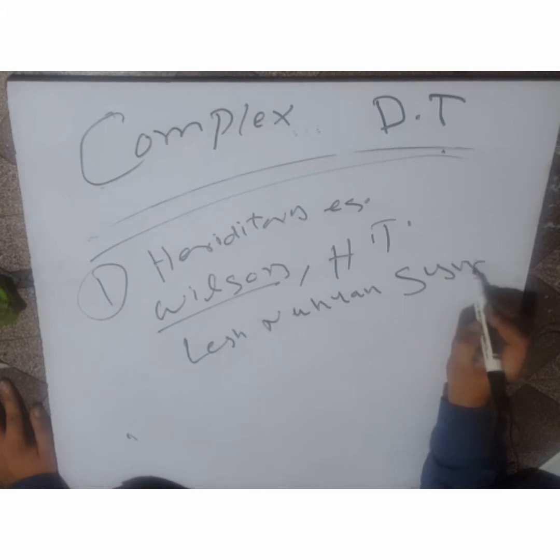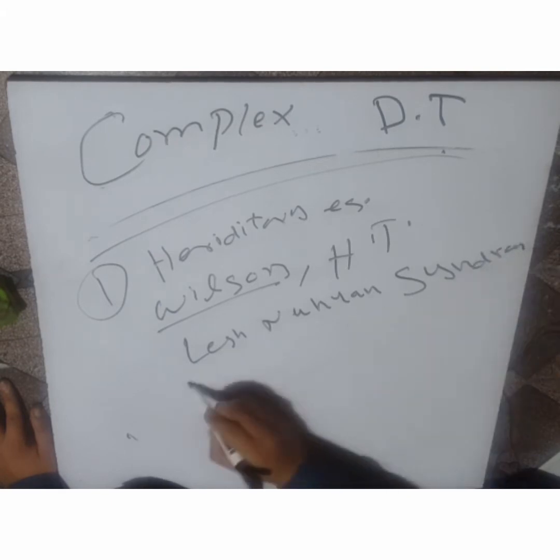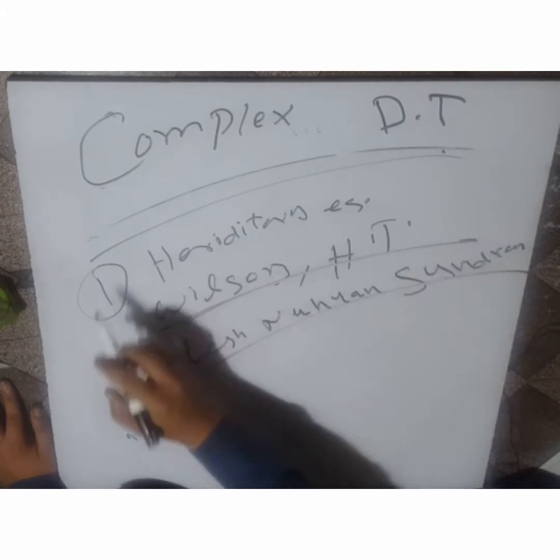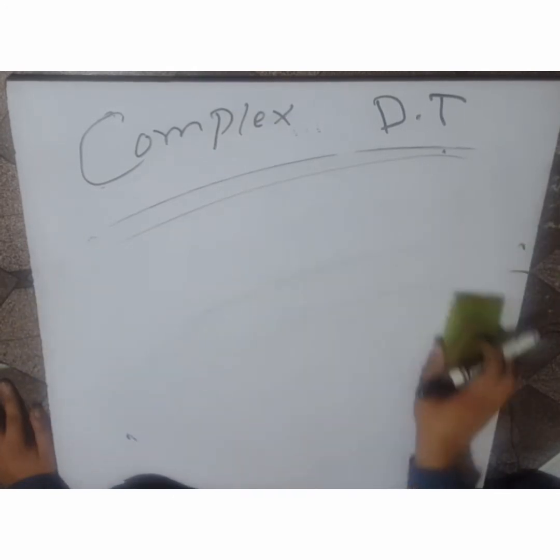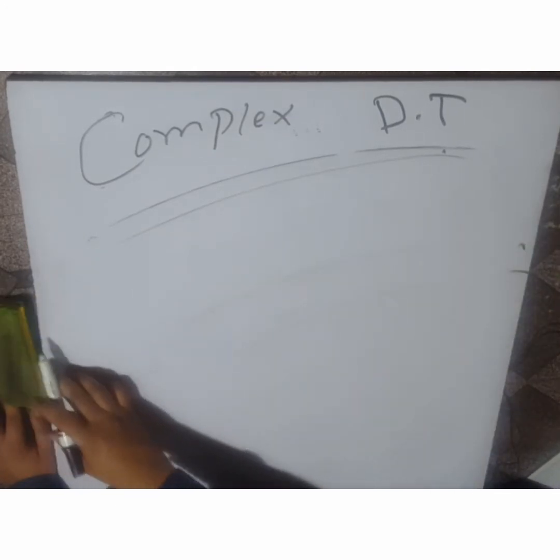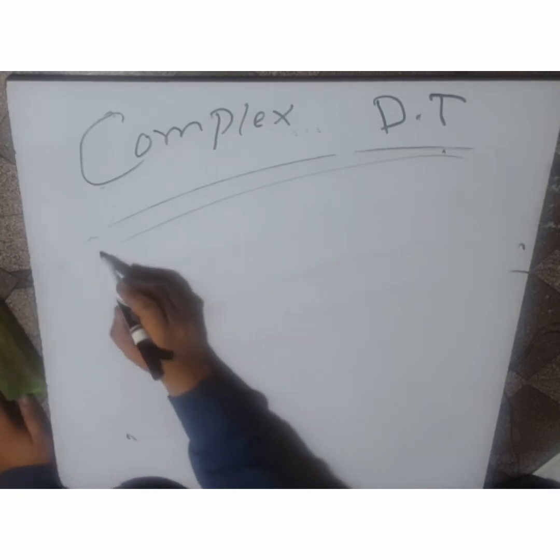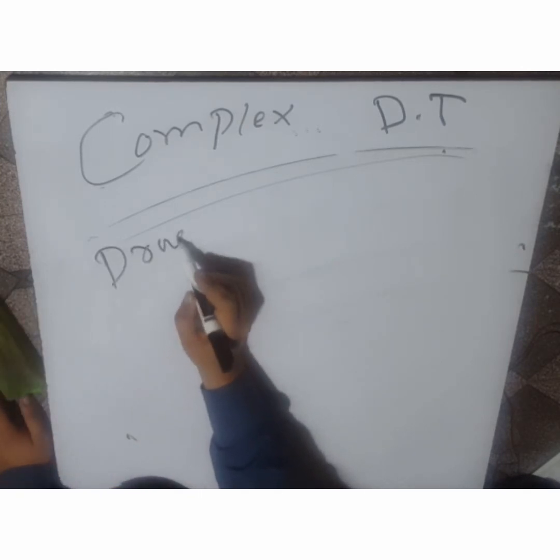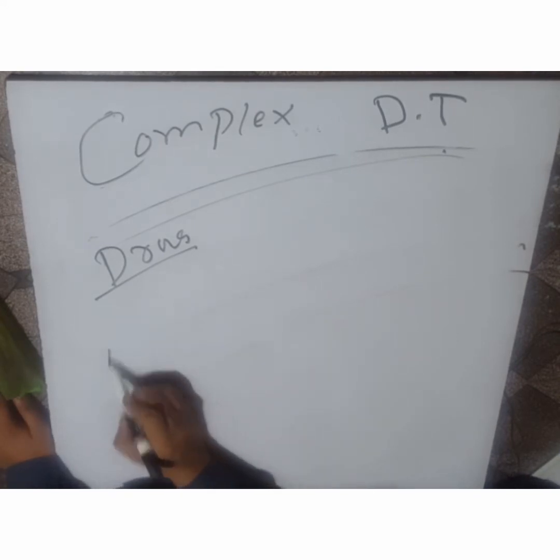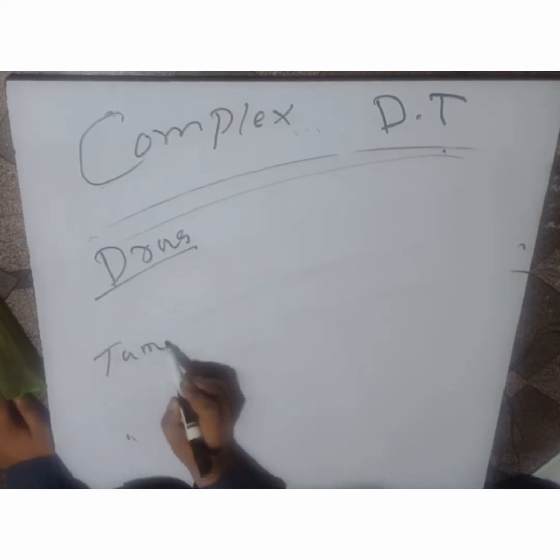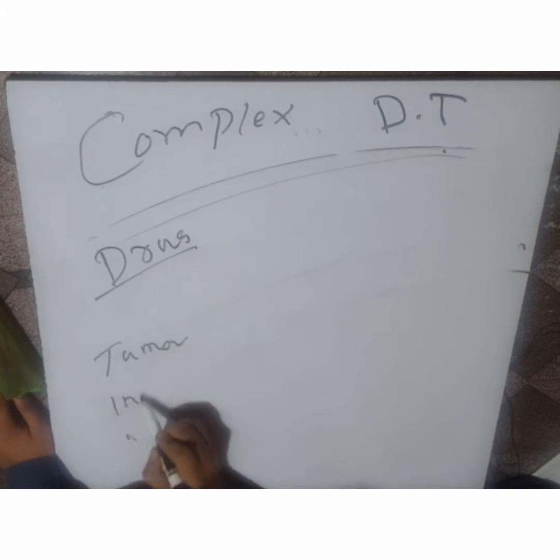Syndrome, Huntington disease, Wilson disease, and Sneuhan syndrome can also cause the complex dystonia. The complex dystonia also occurs due to drugs, tumor, or infection.